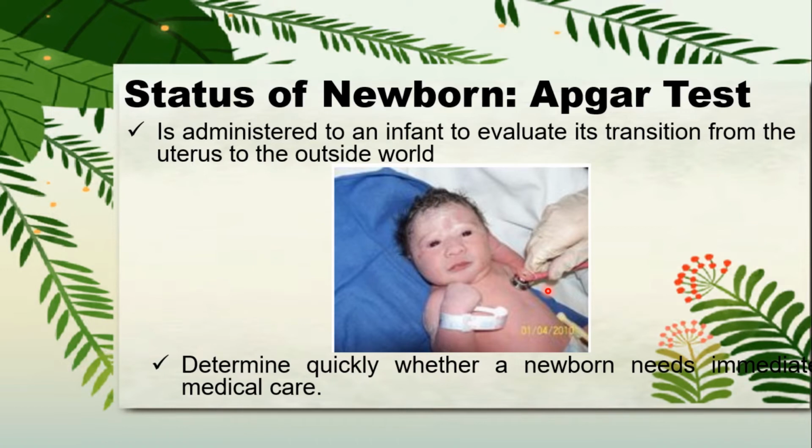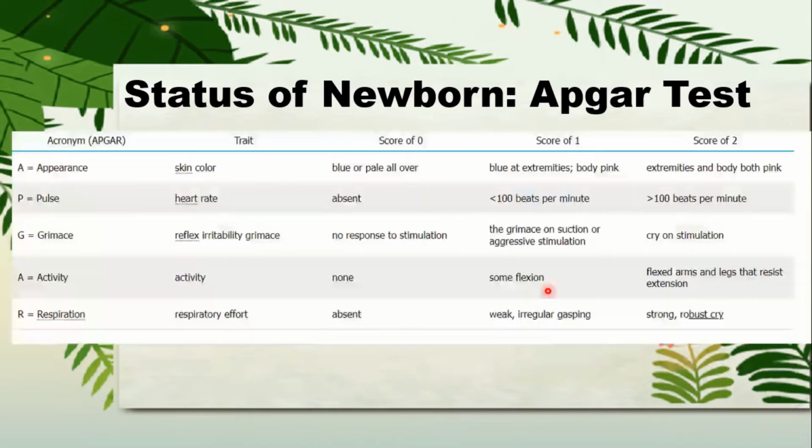The 5 traits that are assessed in an Apgar test are listed here in our figure. The table shows how the acronym Apgar can be used to help remember the 5 traits. We have here the appearance, the pulse, the grimace, the activity, and the respiration. These are the traits, with the corresponding scores of 0, 1, and 2.